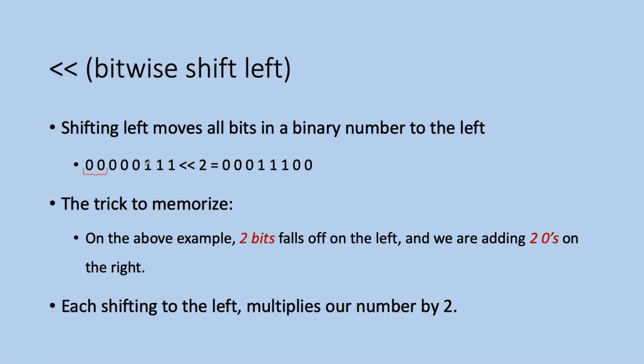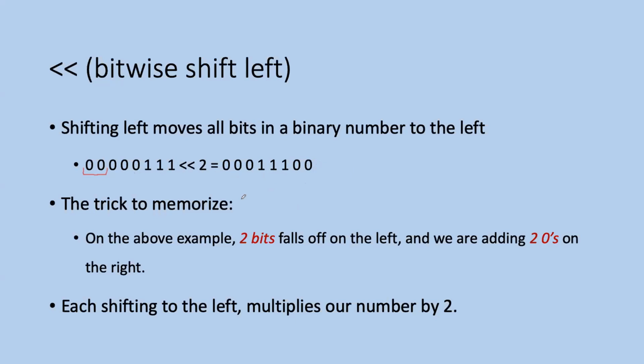What I'm doing is, if you just focus on this 0, 0, 0, 1, 1, 1, they're still there, right? 0, 0, 0, 1, 1, 1, and I'm adding these two right here at the end, and the result will be 0, 0, 0, 1, 1, 1, and lastly the 2 zeros, right? This one is actually easy to remember, bitwise shift left.